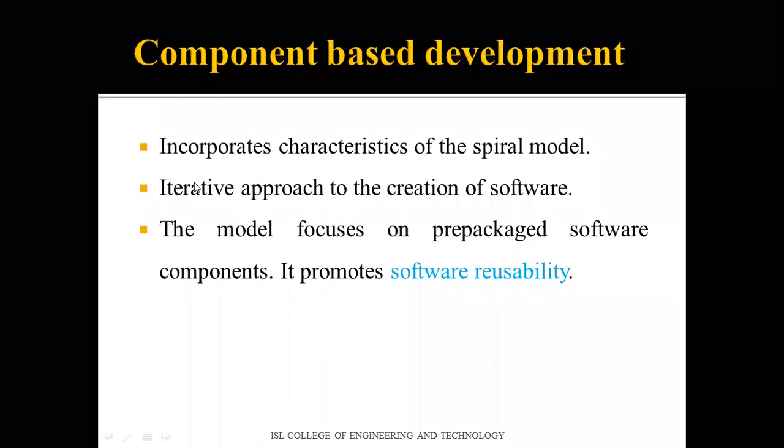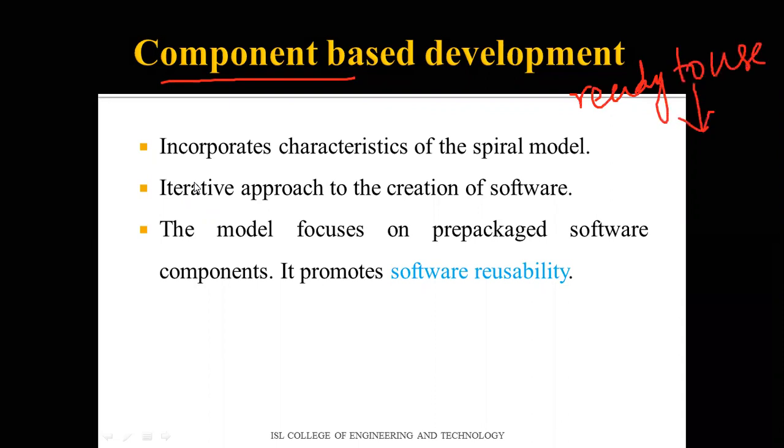Now this model, as the name suggests, component-based development means you're going to take components that were already built, pre-built components, or ready-to-use components. You're going to embed these ready-to-use components within the software, and build the software by making use of them. This component-based development takes many of the characteristics of the spiral model. As in the definition of specialized models, we have seen that it takes many features of different conventional models. So this component-based model takes features of the spiral model, and it follows an iterative approach.